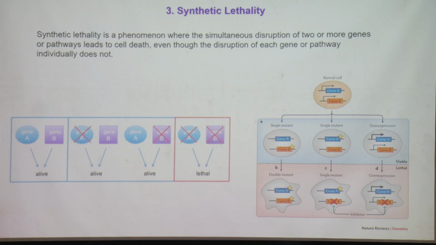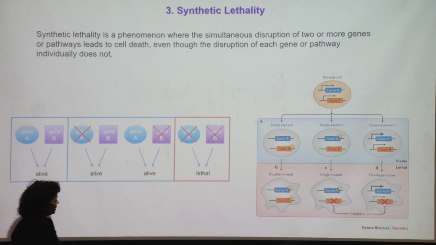It's like two people are doing the same job and one person goes on vacation, the other person will take care of that, and if the other person goes on vacation, the first person will take care of it. But if both the people leave, the work will stop. So if you target either A or B, cells are alive. But if you target both of them, it is lethal, right? That is very easy to understand, right? And it makes sense, right?